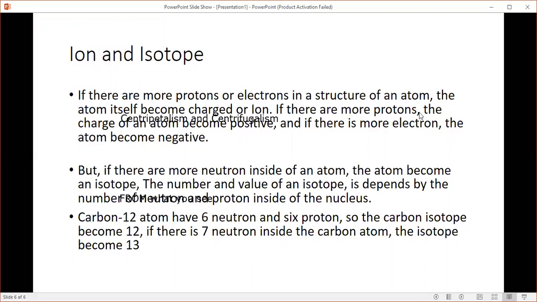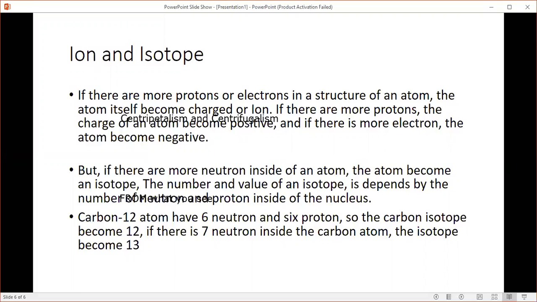And if there are more electrons, the atom becomes negative. Because the electron itself is negative and the electron is dominating, the atom becomes negative. But what happens if there are more neutrons inside of an atom? So the atom becomes an isotope. The number and value of an isotope depends on the number of neutrons and protons inside of a nucleus. So carbon 12 atom has 6 neutrons and 6 protons.